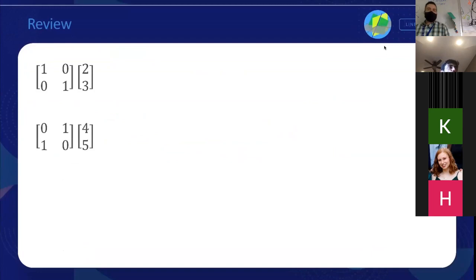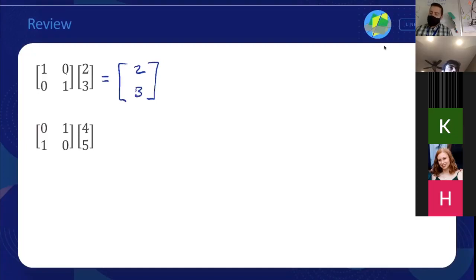Okay, multiplying by the identity shouldn't change anything. You could verify it by actually multiplying. All right, if I take row 1, 0 times column 2, 3, 2 times 1 and 0 times 3 is 2. And then row 2 times column 1, 0 times 2 and 1 times 3 is 3. So we see nothing has changed.